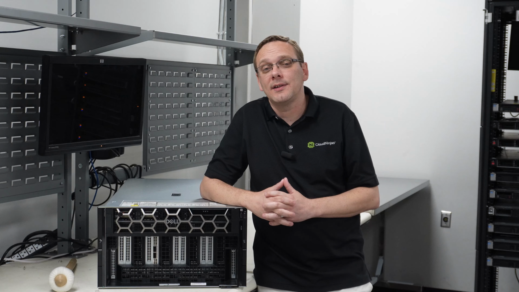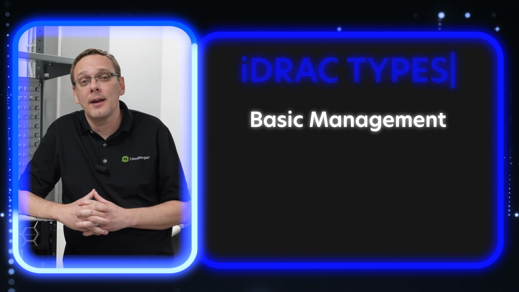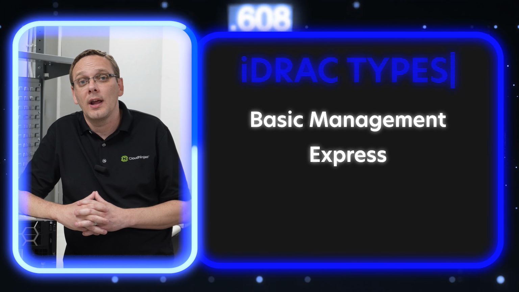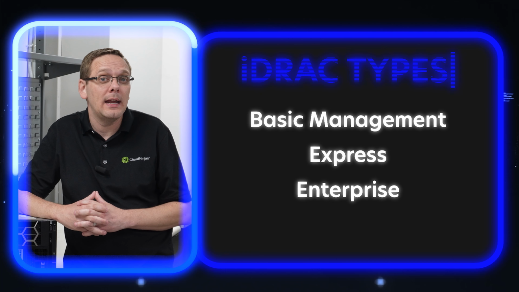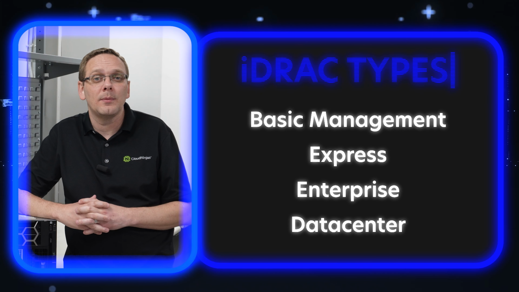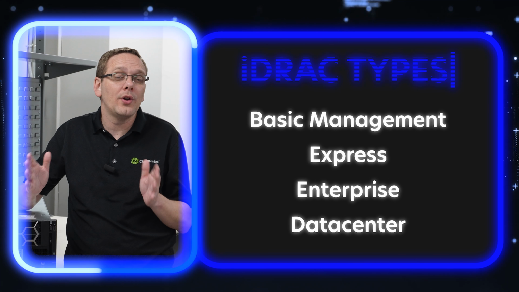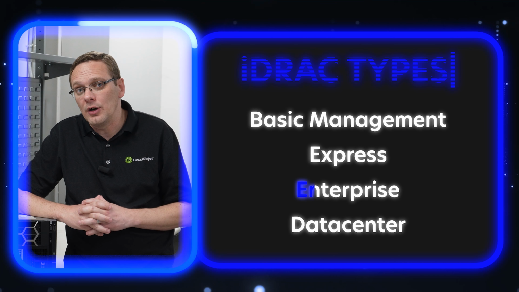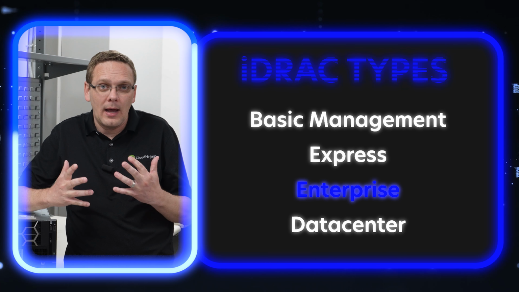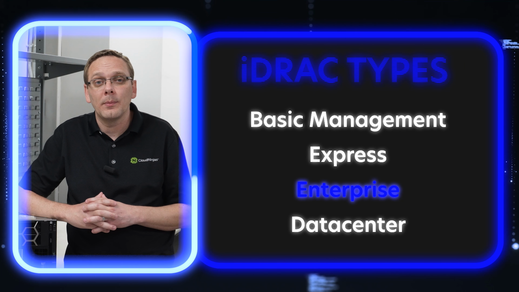So what types of licenses are there? Well, you're going to have basic management, express, enterprise, and then data center. Data center is going to have some extra security features. What you're going to want at minimum is enterprise. Enterprise is how you are going to be able to remote in from a faraway place.